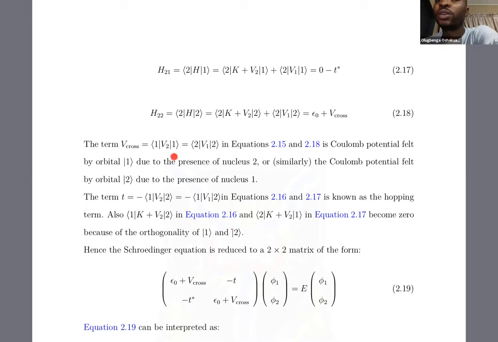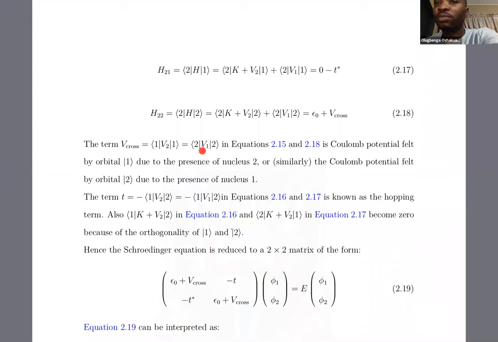V cross for bra 1 ket 1, or bra 2 ket 2, is the Coulombic potential felt by orbital 1 due to the presence of nucleus 2. Ket 1 is orbital 1. V2 tells us the potential as a result of the presence of nucleus 2, and V1 is the potential as a result of the presence of nucleus 1. But the bra and ket depict orbitals.